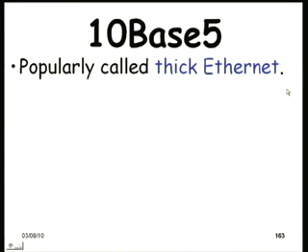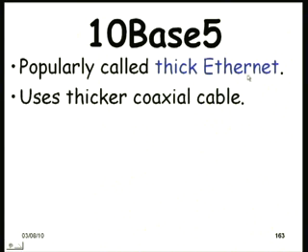And then we had the 10 base 5, which was called the thick Ethernet. It used a different type of cable, and the transmission distance was 500 meters. One reason is that as the length of a LAN increases, the probability of collision increases. But other than that, what restricts the length? We saw a thin Ethernet is 200 meters, and a thick Ethernet is 500 meters. What restricts the distance?